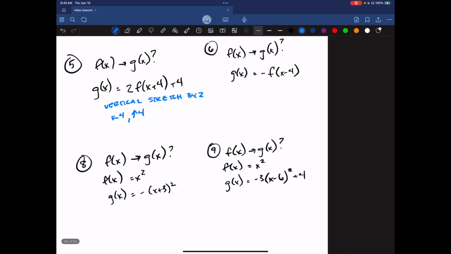All right, 6. You have a negative out front, so that negative is going to reflect it over the x-axis, and then that minus 4, remember it's inside, so it's going to do the opposite of what you think it's going to do, so that's going to be a right 4.